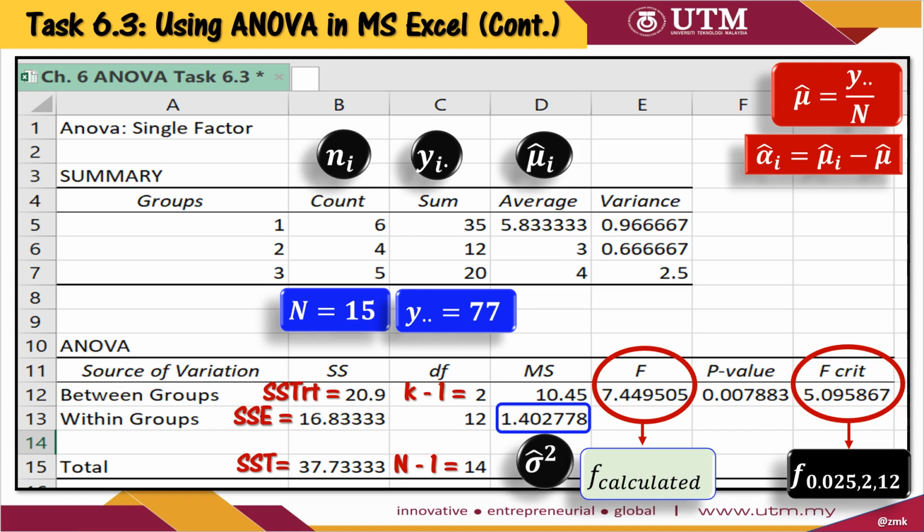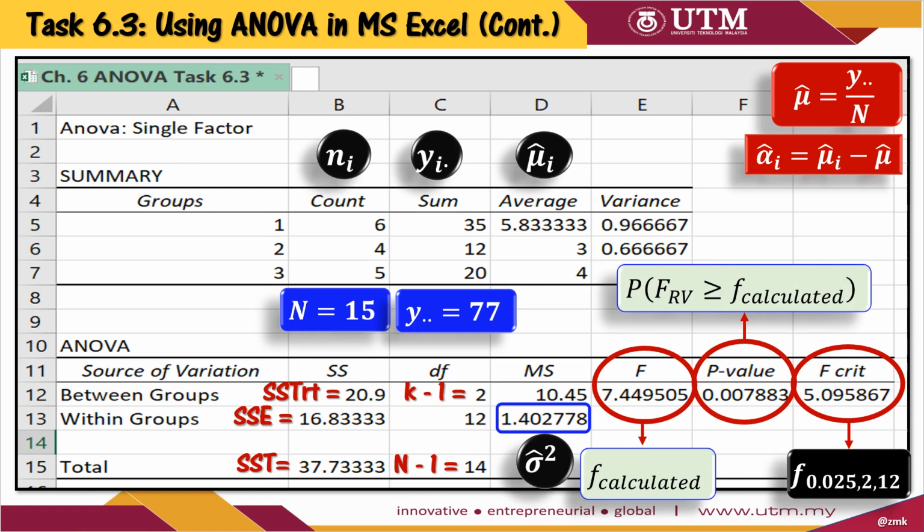An extra value given by Excel is the p-value, which is the probability value that the F random variable is greater than the calculated F ratio. We will see later how to use the p-value in the alternative decision rule when performing the statistical hypothesis testing in a one-way analysis of variance.